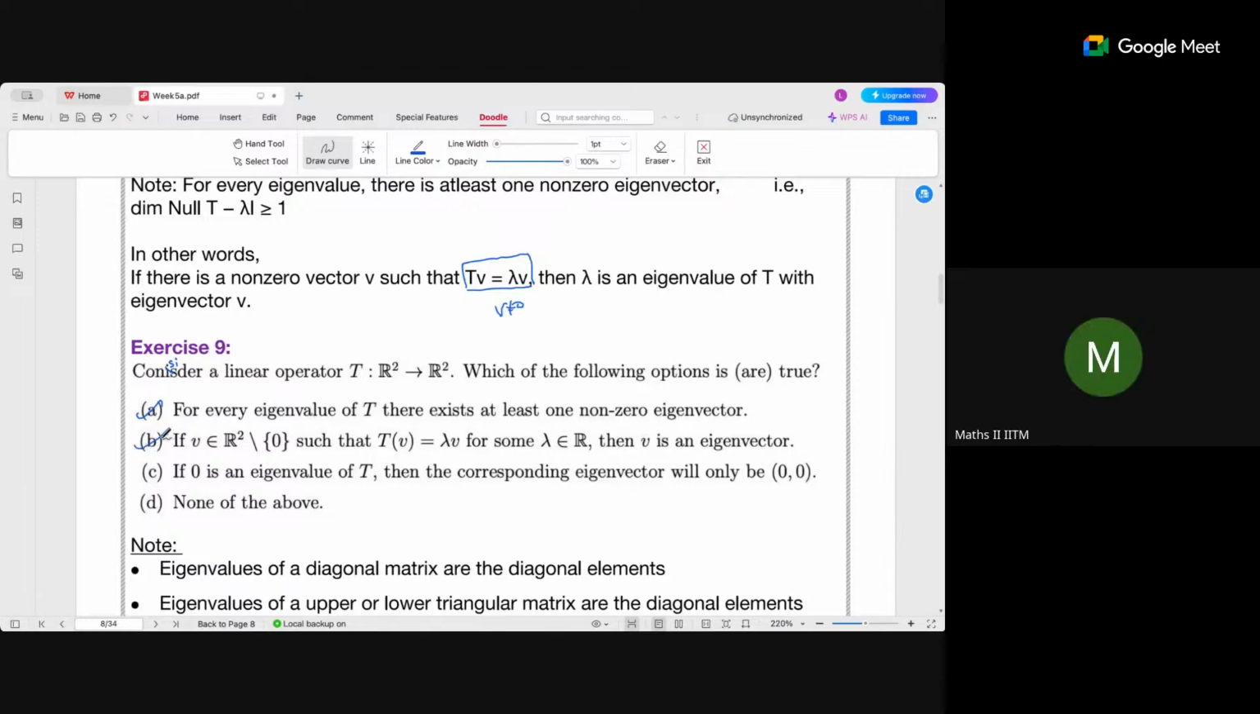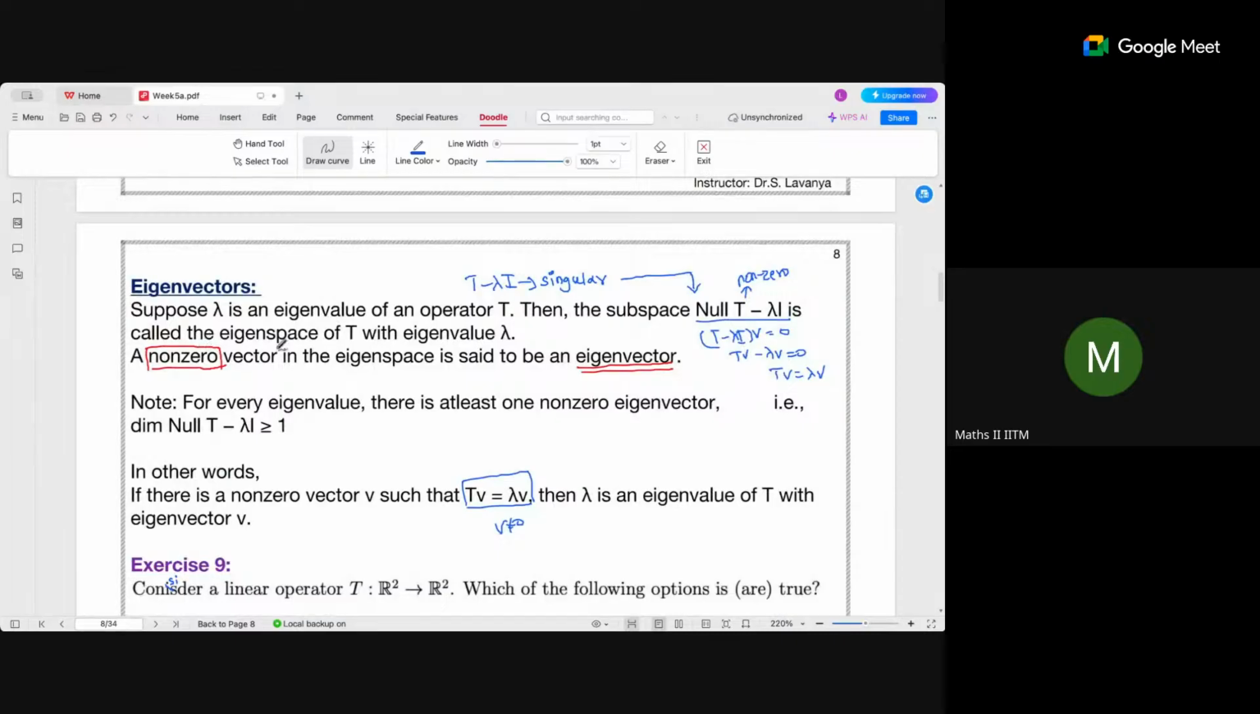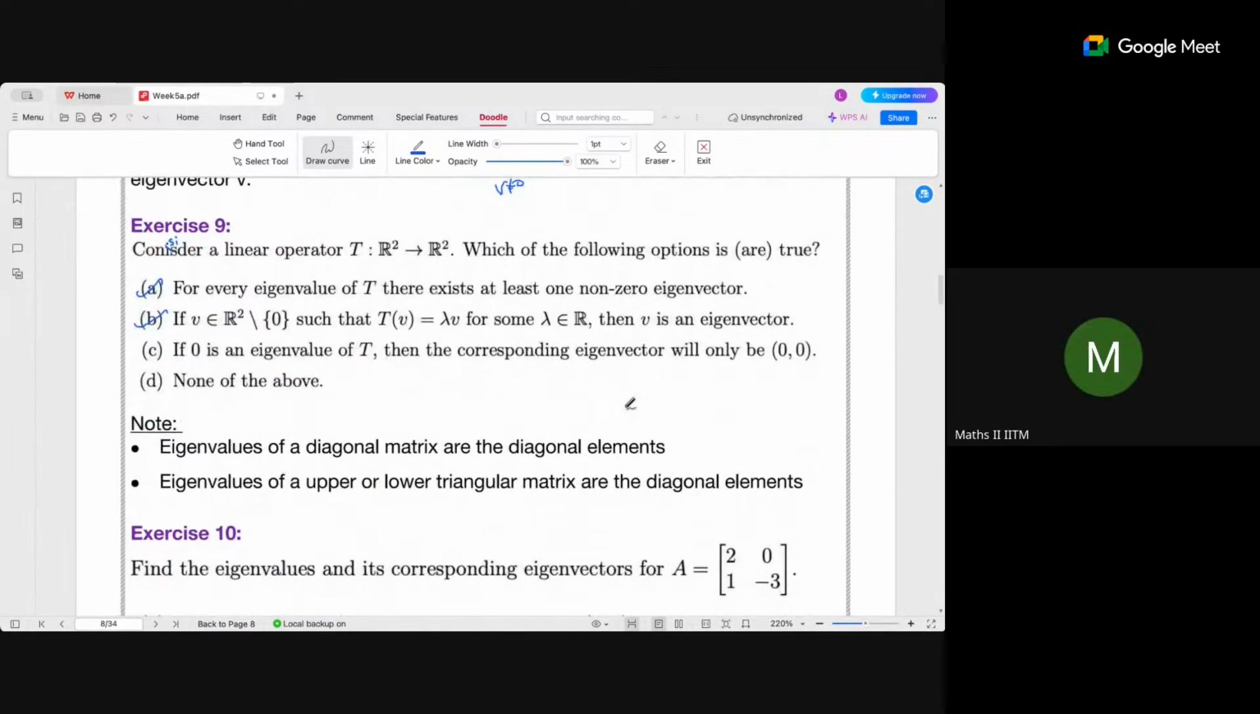True. If 0 is an eigenvalue of T, then the corresponding eigenvector will be only (0, 0). Is that true? First of all, you don't even have to know what the eigenvectors corresponding to 0 are, but can 0 be an eigenvector? We said it should be non-zero, correct? Yes. The eigenvector can never be 0, right? So it does not matter whether your eigenvalue is 0 or not. Your eigenvector can never be 0. I will show you some examples of how the eigenvectors corresponding to the eigenvalue 0 will look.